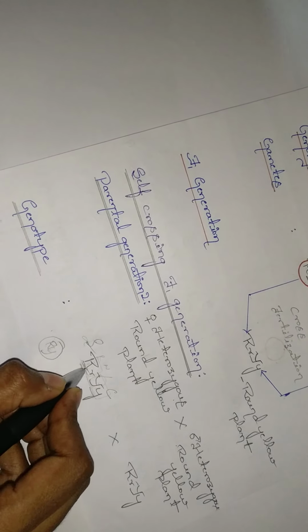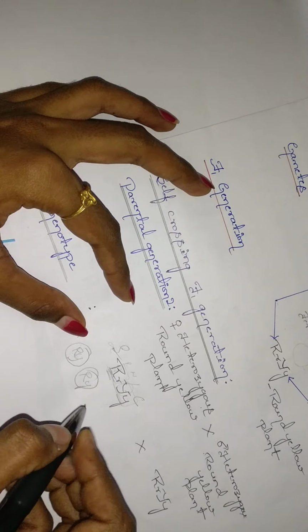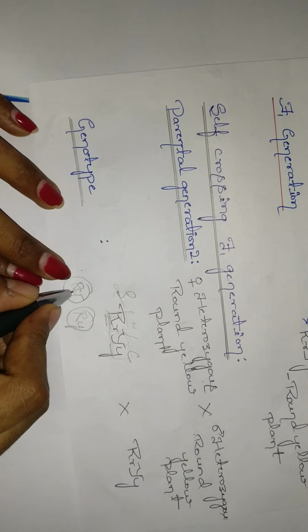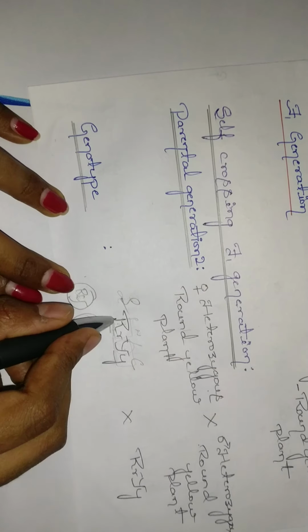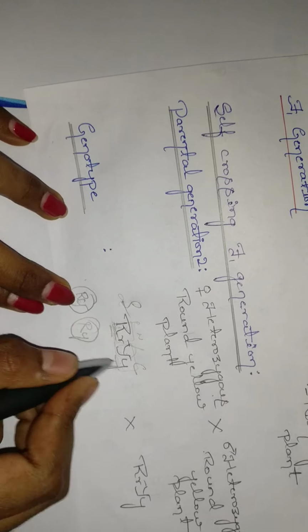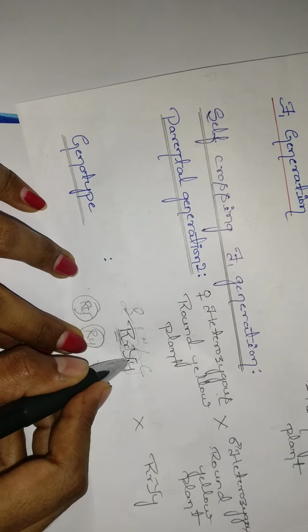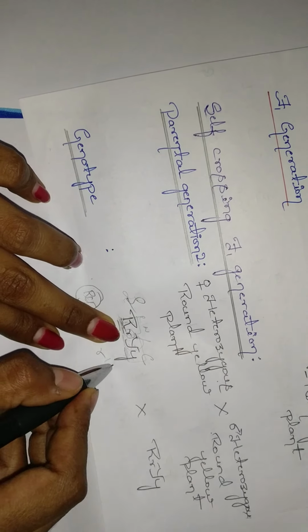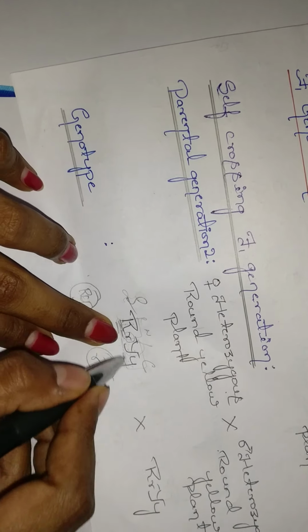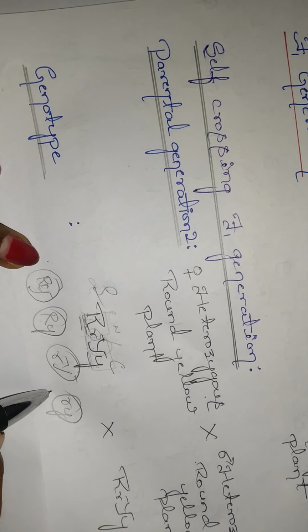Next, this capital R is going to combine with the small y. Capital R and small y. Then here, have you seen this capital R and capital Y? Then this can be crossed with this character capital R here and the small y. Next, this is remained over here. This small r is crossed with capital Y and small r is crossed with small y. So this is how the gametes have been formed over here.